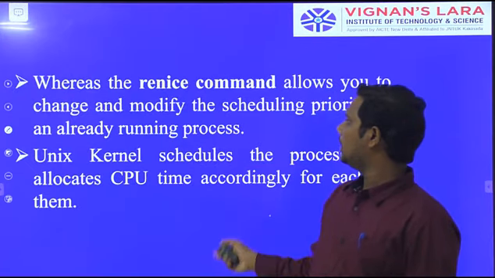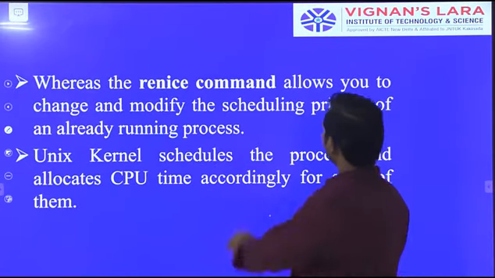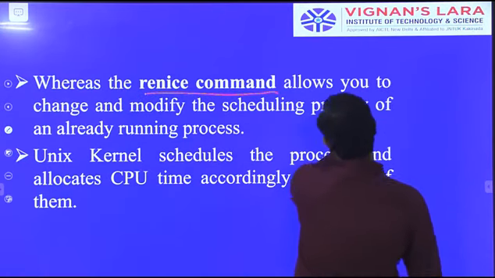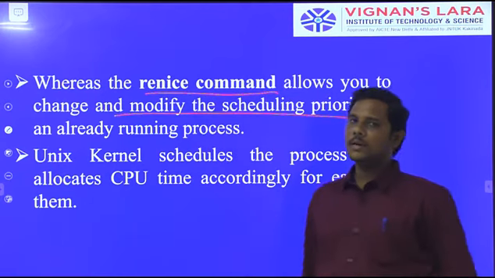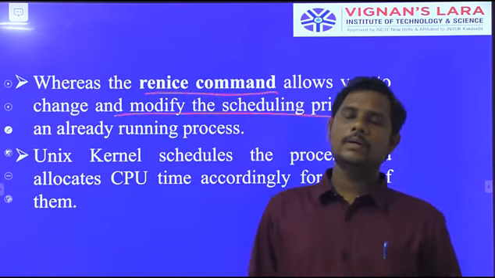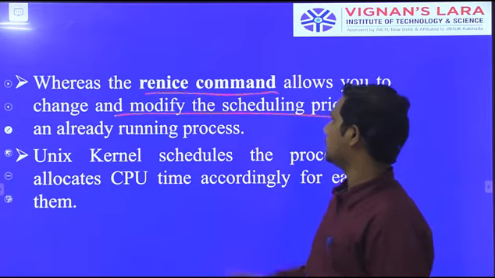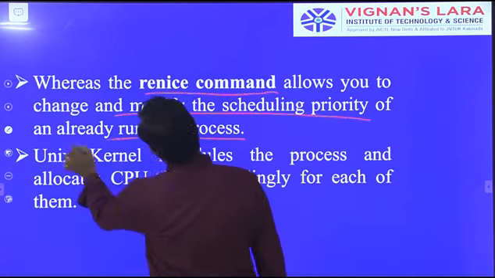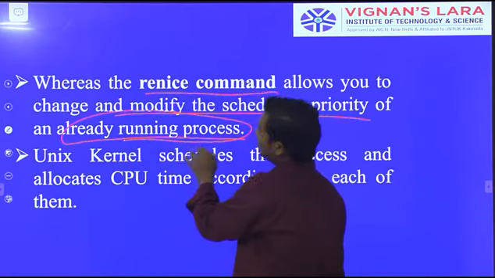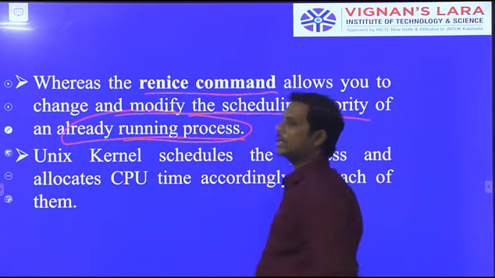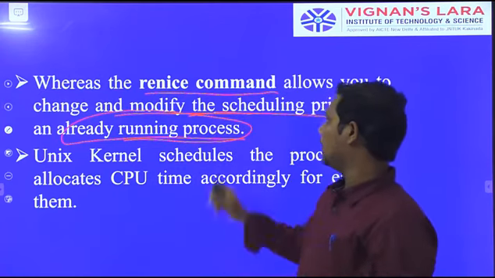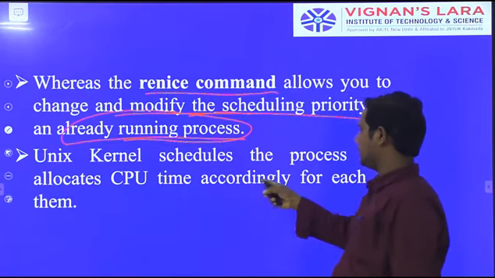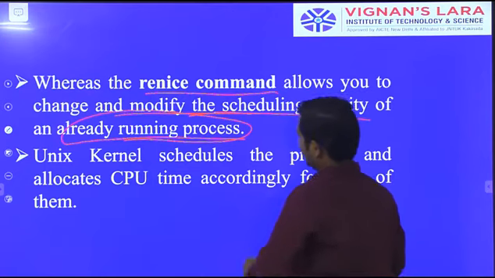Whereas the re-nice command allows you to modify the scheduling priority. We use re-nice when a schedule is already going on and needs to be modified. It modifies the schedule priority of an already running process, and a modified schedule is allocated. So we will use the re-nice command. The kernel schedules the processes and allocates CPU time to each of them.